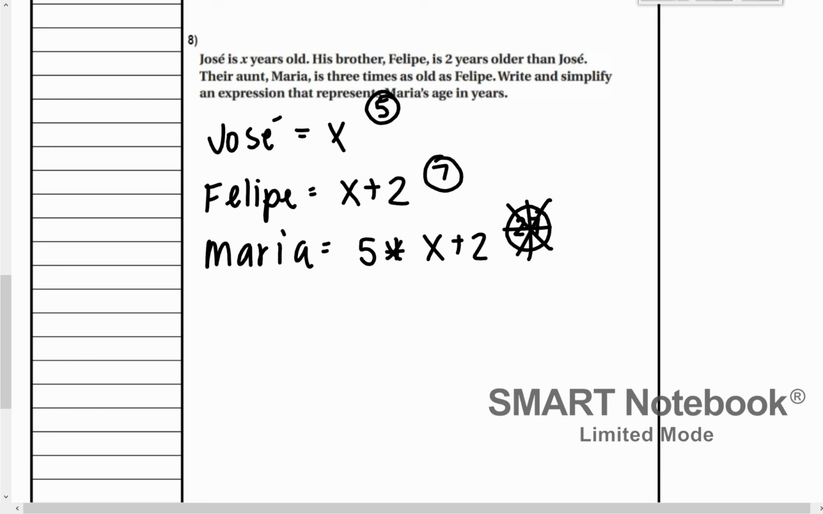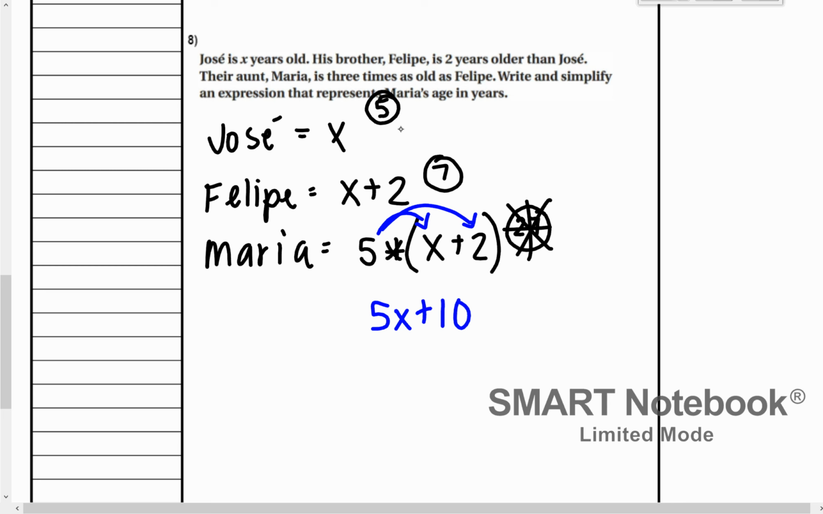Okay? So when we do 5 times Felipe's age, we have to put Felipe's age into parentheses so that we're multiplying the whole thing by 5, not just the x, not just Jose's age. Okay, and then adding 2. So Felipe's age has to be in parentheses. And here we have a distributive problem where we can distribute that 5 to each of these terms in order to simplify it. So we'd have 5 times x is 5x. 5 times 2 is 10. We are adding 5x plus 10.